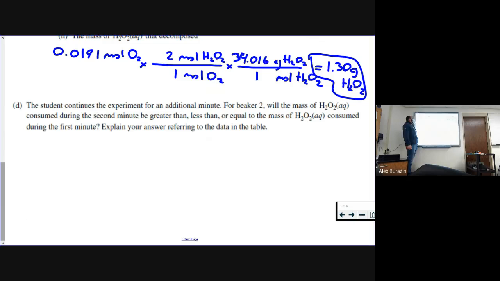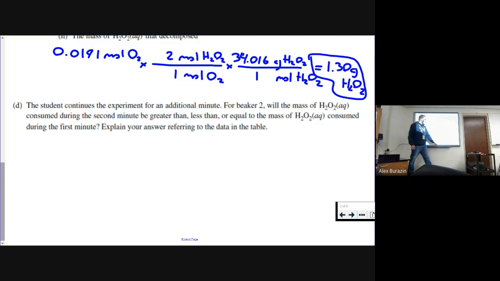The student continues the experiment for an additional minute. For beaker 2, will the mass of H2O2 consumed during the second minute be greater than, less than, or equal to the mass of H2O2 consumed during the first minute? Explain your answer referring to the data in the table. This is literally like an ACT question. I don't think this is AP chemistry right now. This is ACT science section.